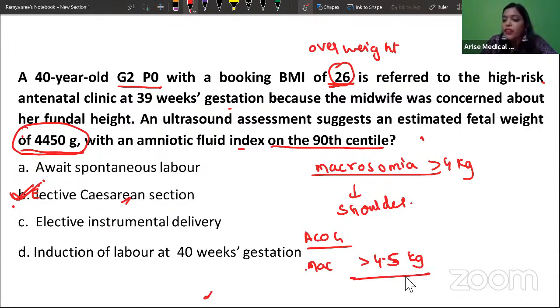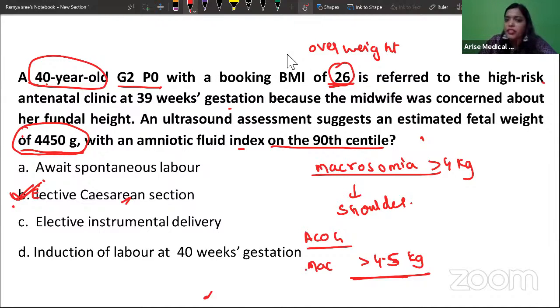See, there is one more reason why I am directly going for cesarean. 40-year-old nulliparous. She had a previous abortion. That's why para is 0. So I think for her, it's a precious pregnancy. So high risk antenatal clinic. So better when you have a macrosomic fetus, just go for cesarean section for her.